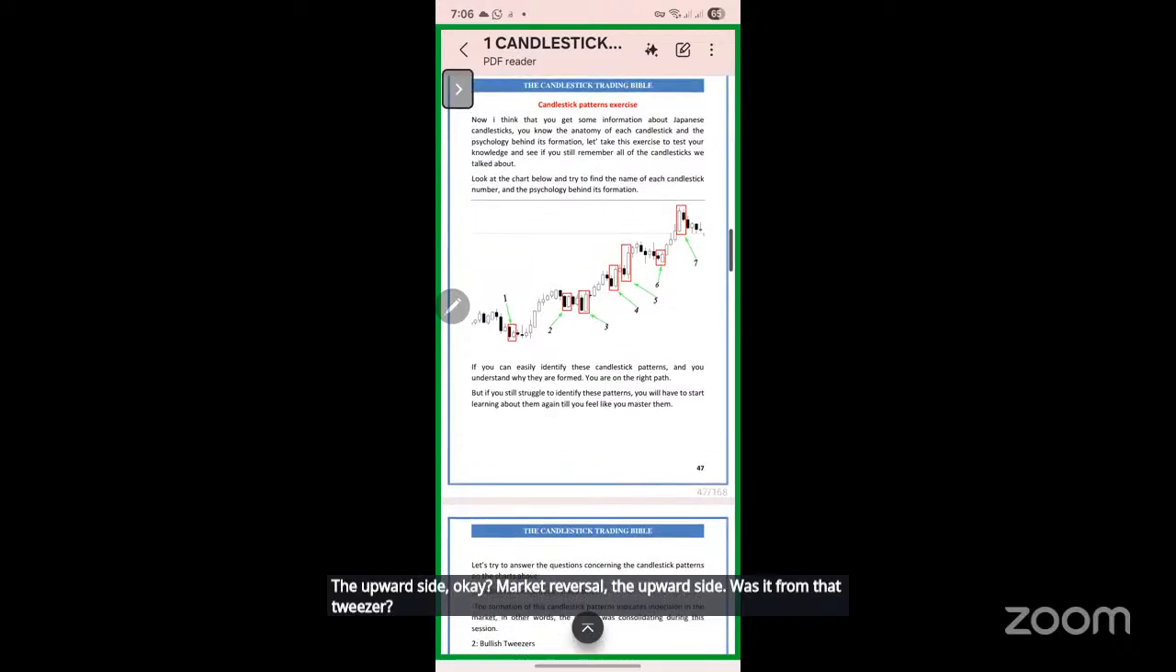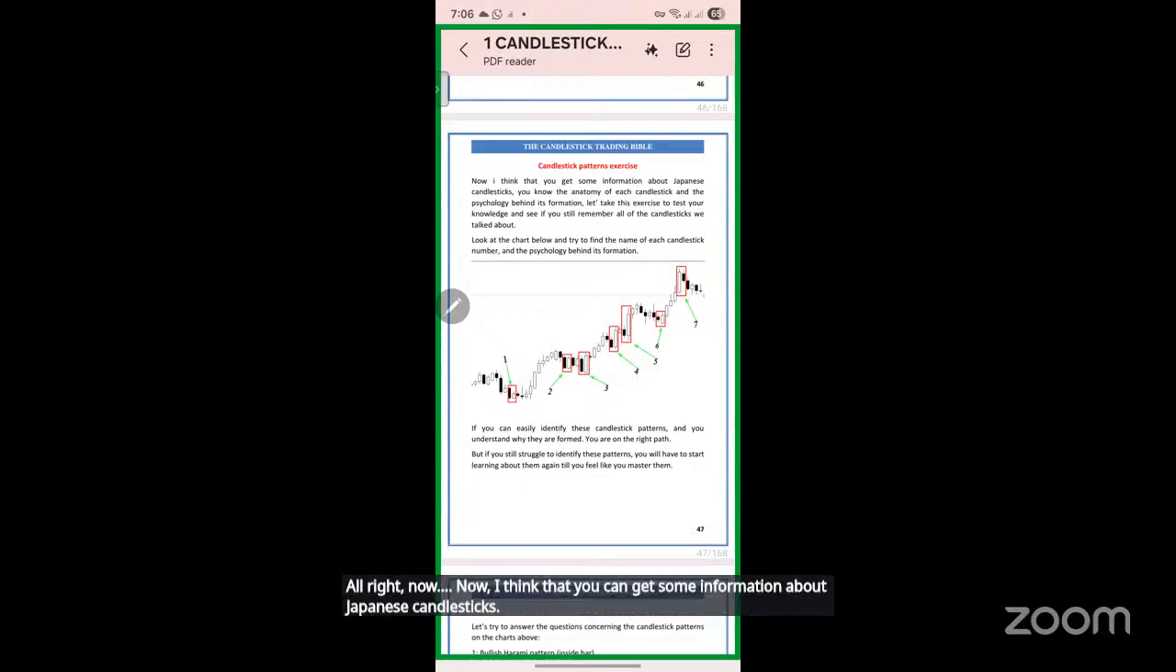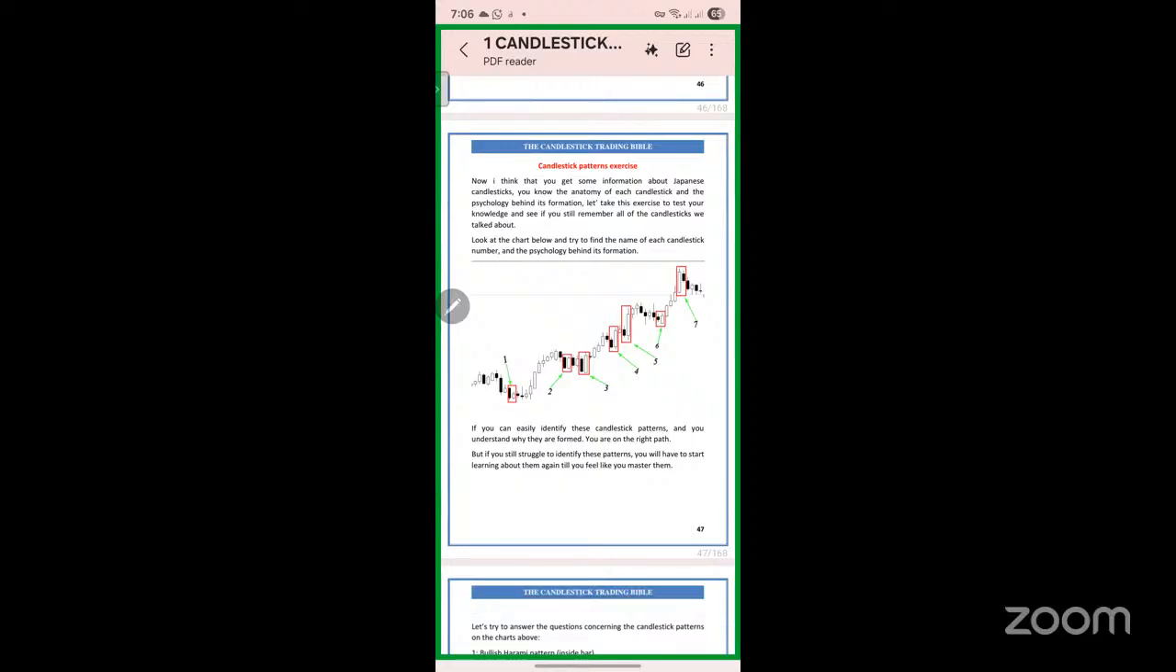All right, now I think you can get some information about Japanese candlesticks. You know the anatomy of each candlestick and the psychology behind its formation. Let's take this exercise. Can you people see the exercise here? Let's name the patterns. There is pattern A.